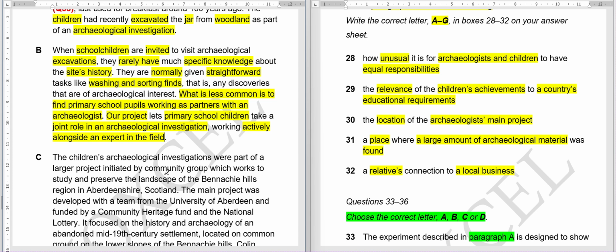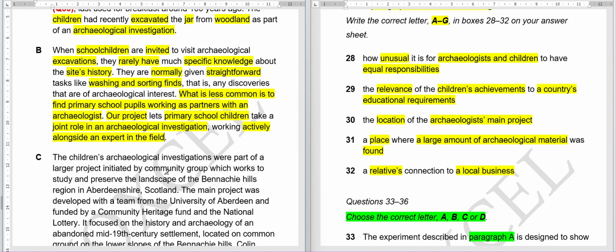So now you have around 10 seconds and the time starts now for questions 28 to 32. Okay, time's up. So let's read the questions together.